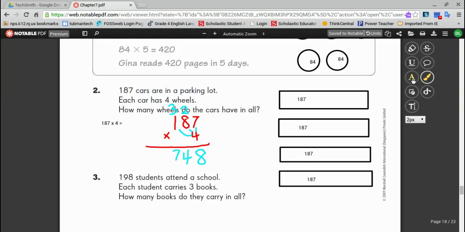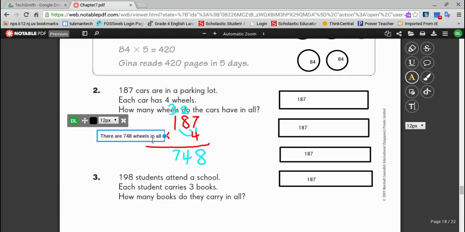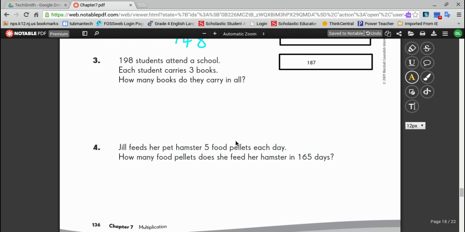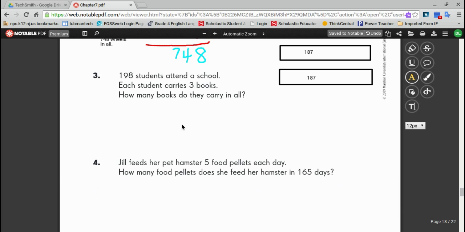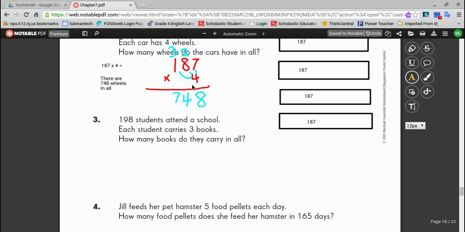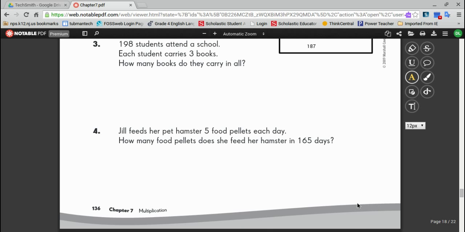Alright, so how many wheels do the cars have in all? My final answer, 748. So there are 748 wheels in all. Okay. And that's number 2. And I think you guys can do number 3 and number 4 on your own. Alright, so draw pictures if you have to. Make sure you write it out vertically and show your work. Okay, good luck.